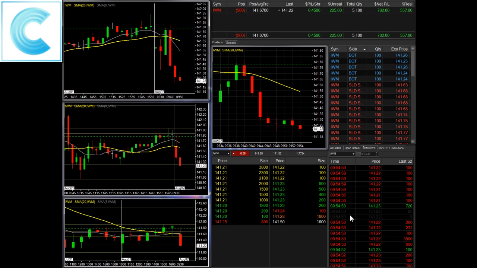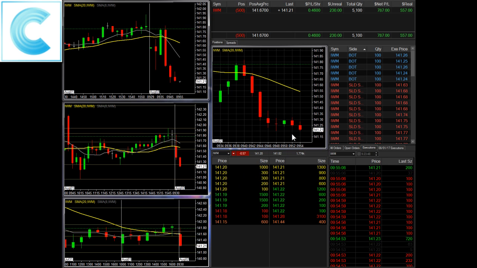Okay, lots of red. And we'll see if it can break to the low of the day or lower. Yeah. Looks like that's getting taken away again.